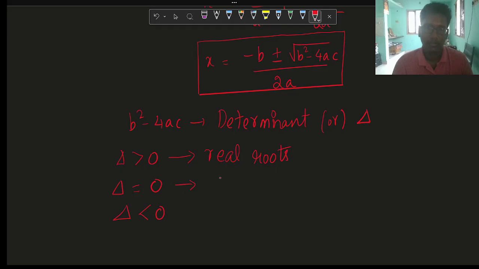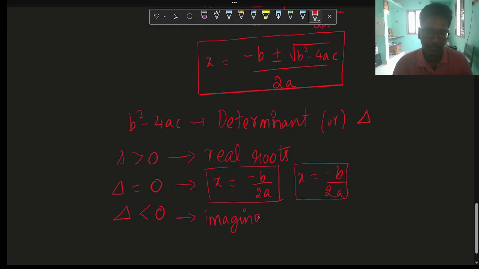If delta is equal to 0, the x value would be −b/2a alone. You would get −b/2a two times, which means the same root repeats again. And if the delta is less than 0, you would end up getting imaginary roots, which means complex roots, complex system.